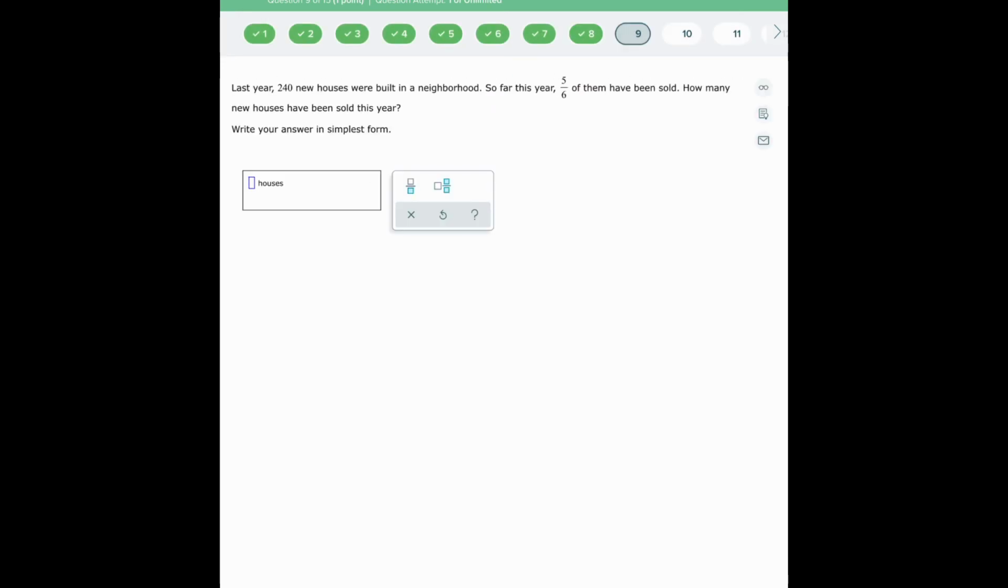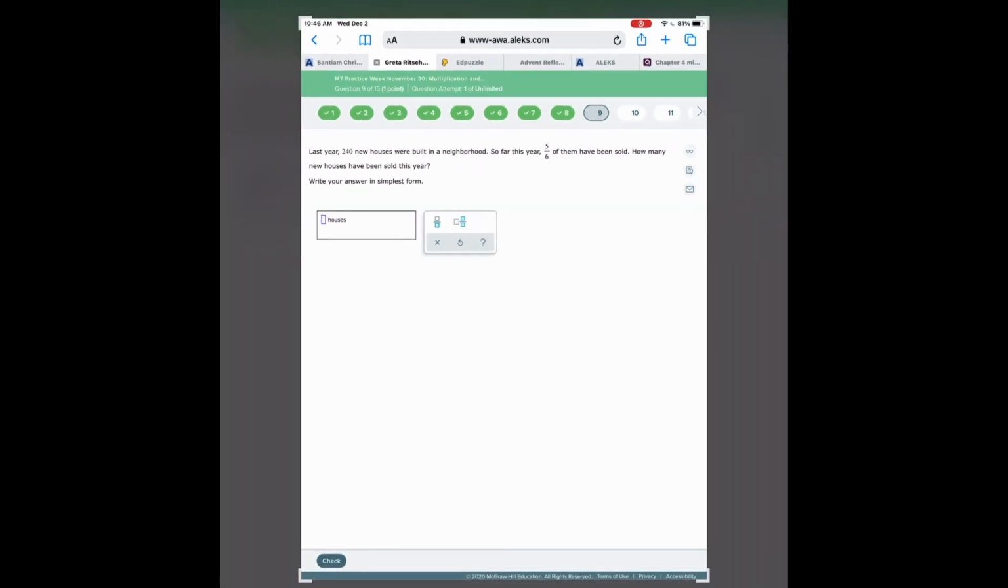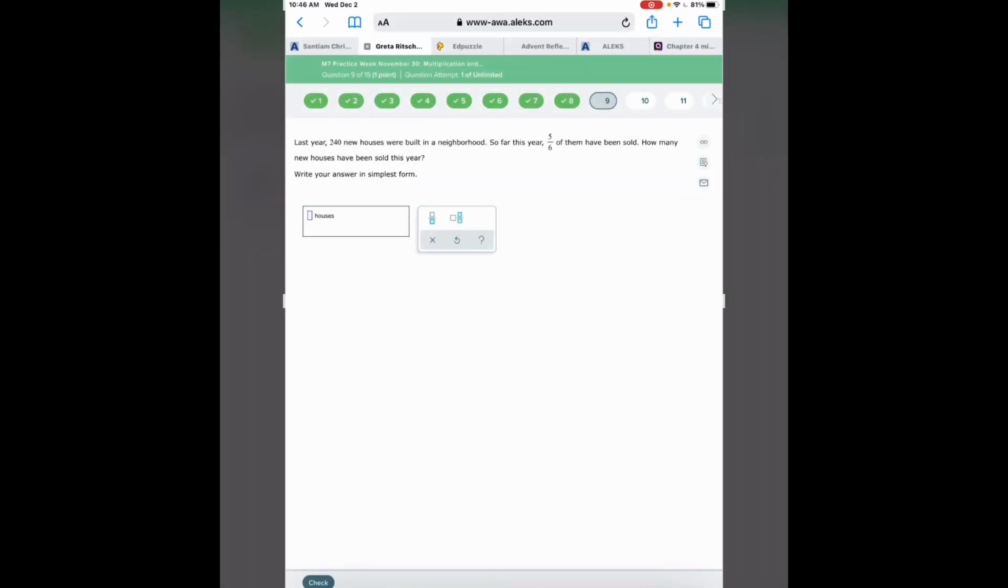Last year, 240 new houses were built in a neighborhood. So far this year, 5/6 of them have been sold. How many new houses have been sold this year? So sometimes in my mind, as I'm figuring out word problems, I say things like this. I want to know 5/6 of the 240, right? And remember that of means times. So keep asking yourself, what do I want to know? What is really happening here? I'm going to put this number over 1, and I can see some common factor going on here.